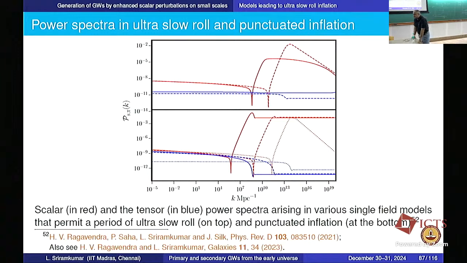But one simple way to circumvent this problem is to examine two field models, which is something we have done as well. And you can ensure that the spectrum is very similar in two field models, and it is very consistent with the CMB data on large scales. So there are many models.